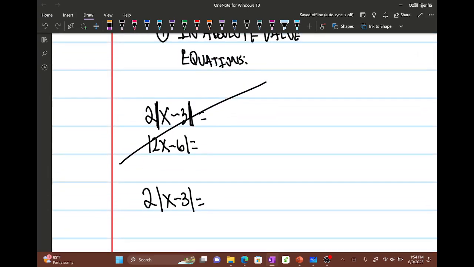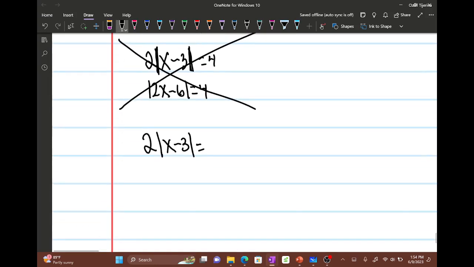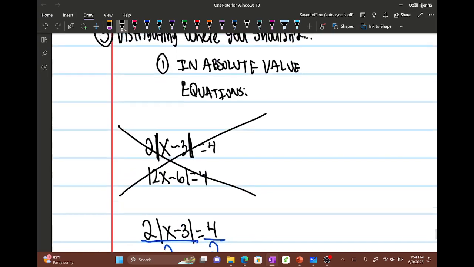But the idea is that the way that you would do it is you would divide by 2, and then you get the absolute value of x minus 3 equals 2. And then from here, this is yet another mistake.